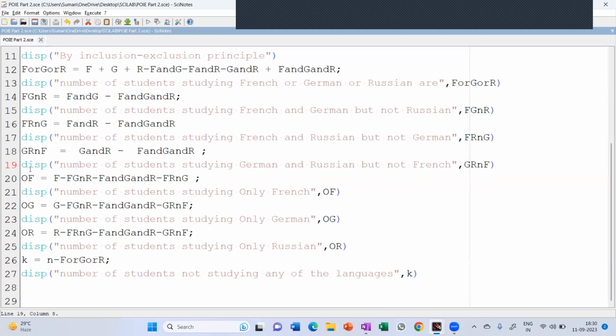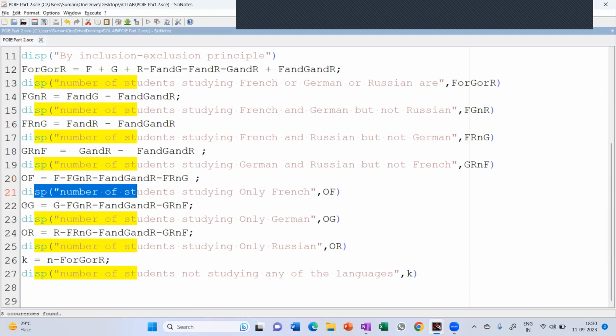Then OF. OF stands for only French. What was the formula? F minus F, G, and R. Remember, F, G, and R you have defined earlier; it has already been calculated. So that value it is going to take, minus F and G and R, minus F, R, and G. Whatever variable you take here, the same you have to write when you calculate only French. In the next line, you display the value of this variable.